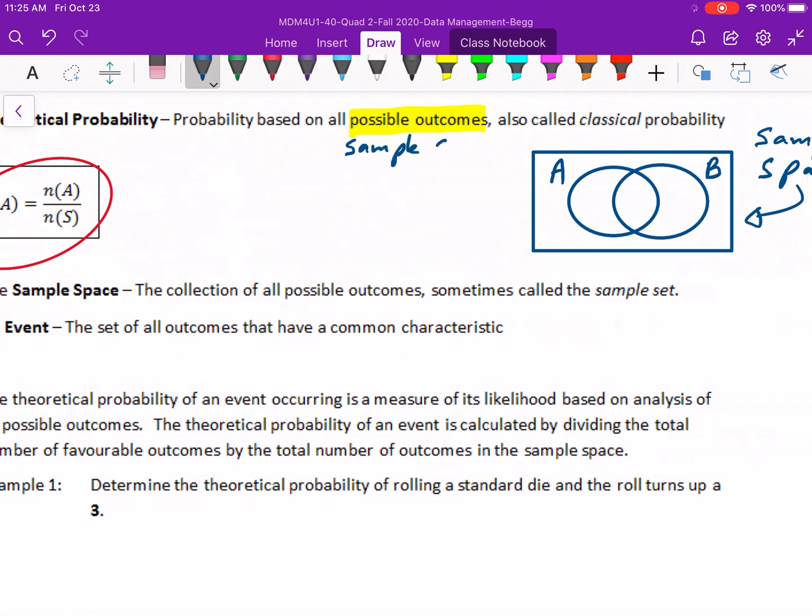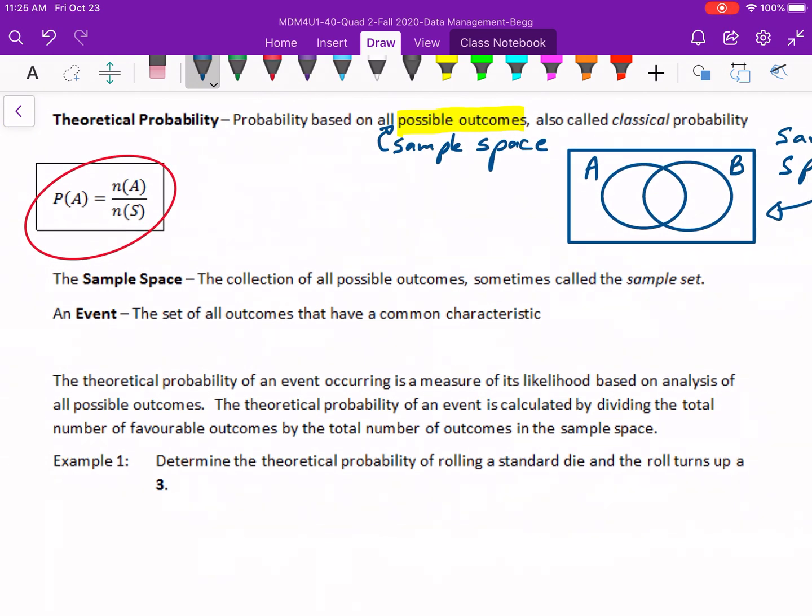So I'm going to write it again here, and draw an arrow. So, sample space. Except I didn't write it very neatly, did I? Sample space. All right. So, N of A in experimental probability was the number of successes, the number of times something happened. But N of A in theoretical probability, since we're not actually doing trials, is the number of ways it could happen. So the number of possible successful outcomes.